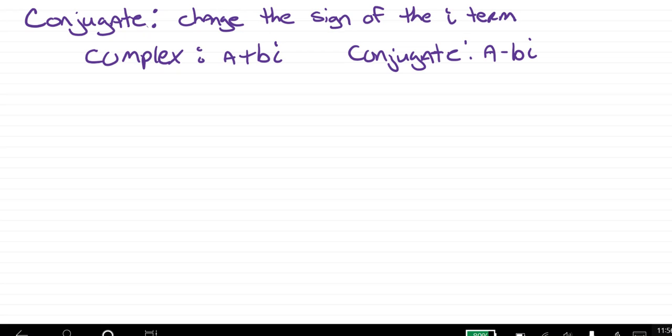Now, the reason this conjugate piece is helpful is because by changing the sign of the i term, it will get rid of the square, and I'll explain to you why that happens. So if we had a complex term, let's say it was 2 plus 3i, then the conjugate of that would be 2 minus 3i. If we multiply a complex number times its conjugate, we'll get rid of the square root term or the imaginary term. So this is how we would do that.